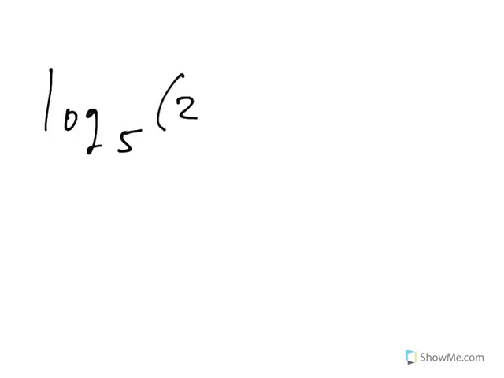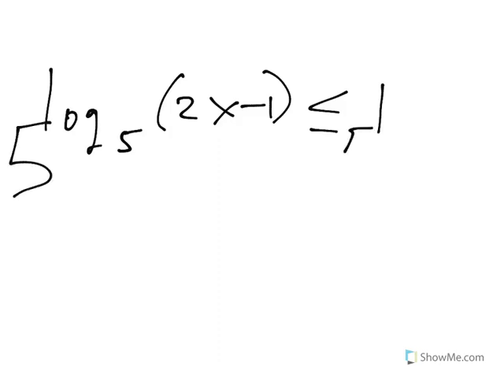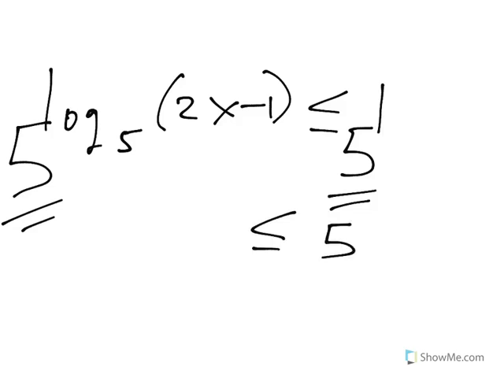Log base 5 of 2x minus 1 is less than or equal to 1. I don't want to just rearrange the 5, the 1, and the 2x minus 1 because I don't know what side to put the 5 to the 1 on and what side to put the 2x minus 1 on. So instead, I'm going to put a big 5 here and here. Because 5 is bigger than 1, I do not change the direction of the inequality sign.